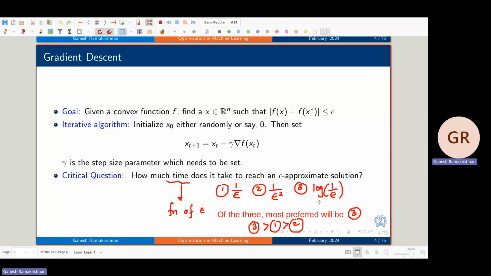So epsilon is going to be a very small value, right? So 1 by epsilon square will be larger than 1 by epsilon. 1 by epsilon square will be larger, right? So this, 3 greater than 1 greater than 2. Most preferred. Second most is 1 by epsilon. In fact, with epsilon square, you'll see that it's not very happy. You're not very happy.